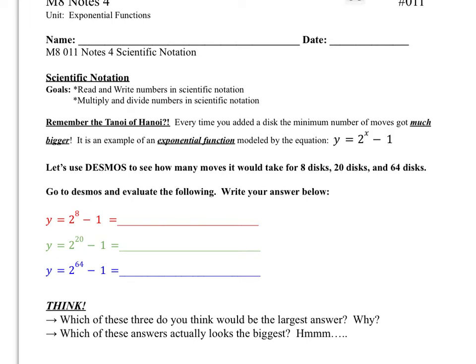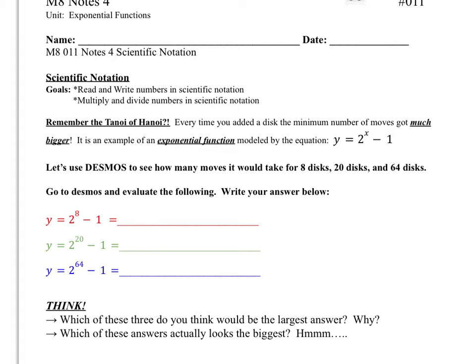This is an example of an exponential function, and it can be modeled by the equation y equals 2 to the x power minus 1. So let's use Desmos to see how many moves it would take for 8 disks, 20 disks, and 64 disks. So you're going to go to Desmos and evaluate the following. In row 1, type in what you see here: y equals 2 to the 8th minus 1.